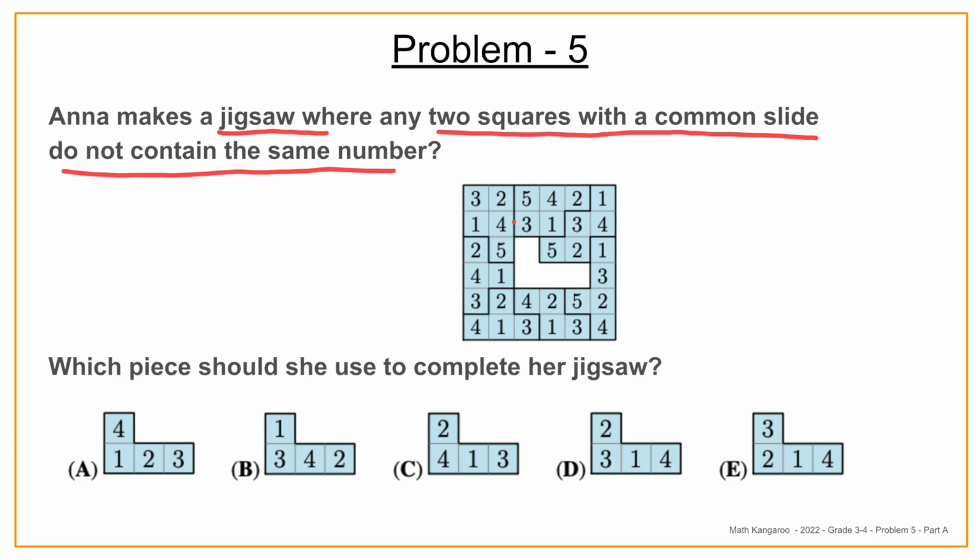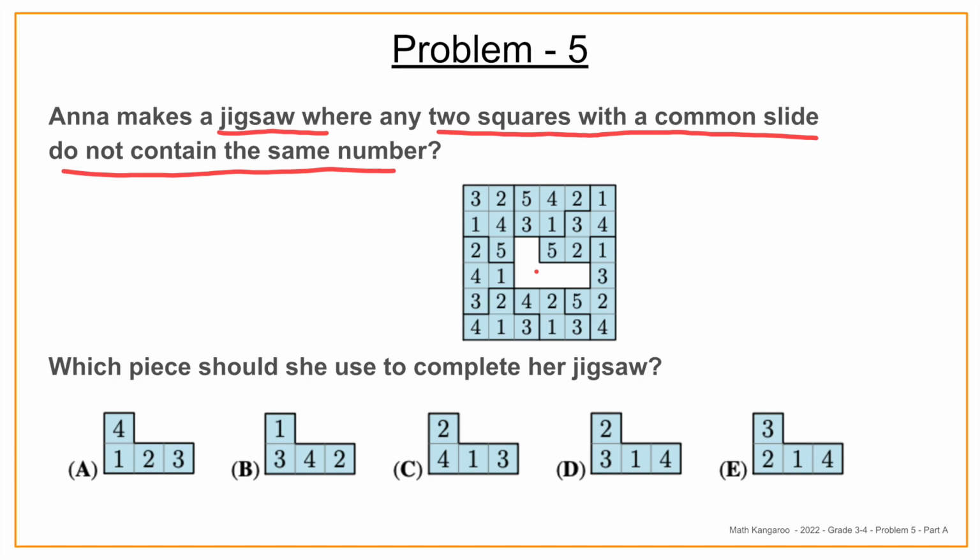Anna is creating a grid-based puzzle. Each square in the grid has a number. The rule is if two squares share a side, that is they are adjacent, they must contain different numbers. So we have to find the missing square out of these options that needs to be filled with a number following the placement rule.